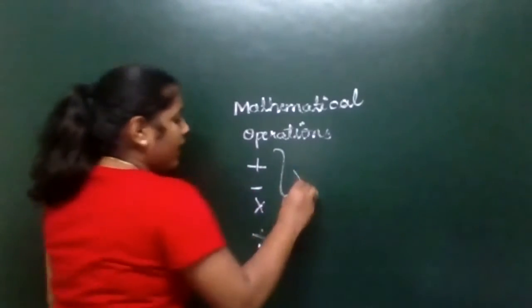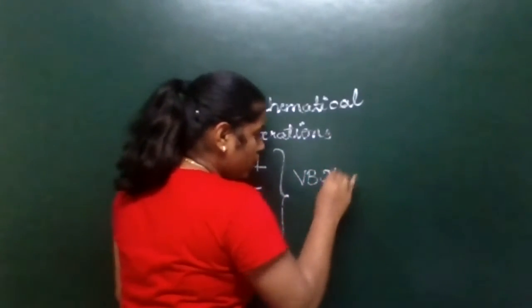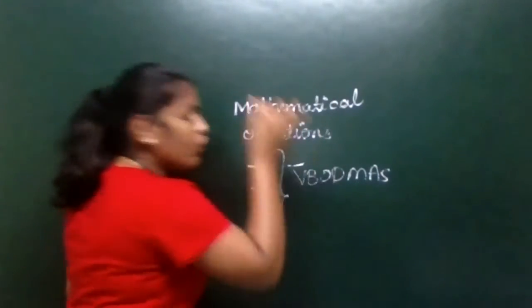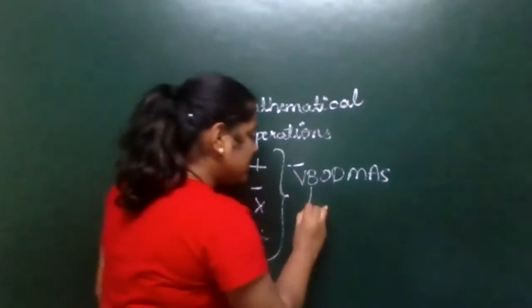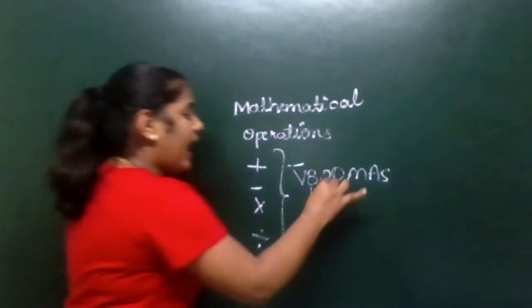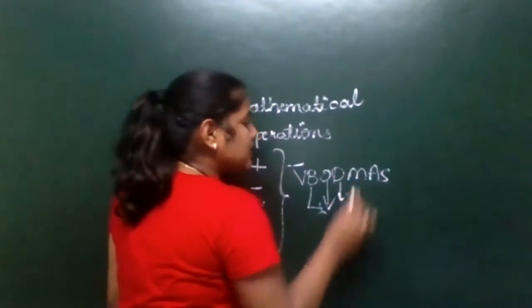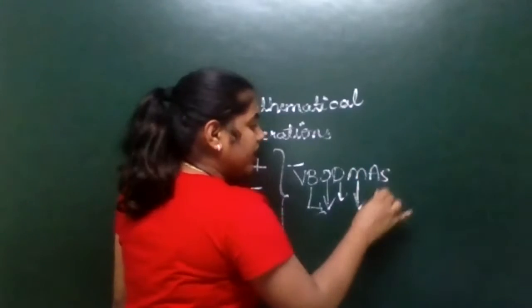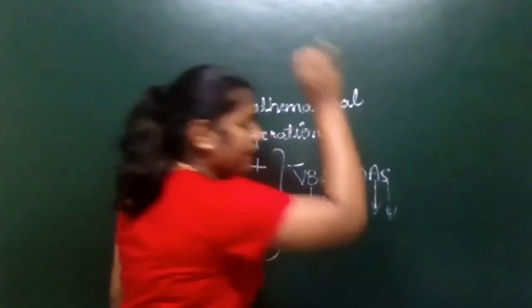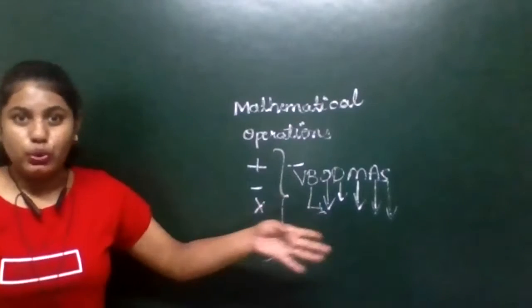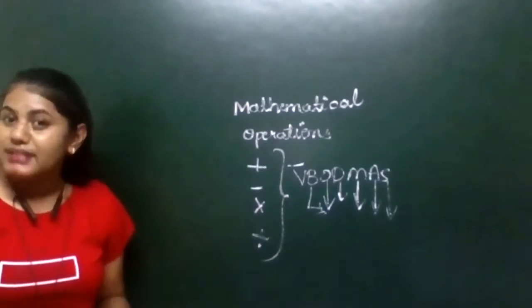We will be using the VBODMAS rule. What is this VBODMAS rule now? V stands for vinculum, B stands for bracket, O stands for of, D for division, M for multiplication, A for addition and S for subtraction. This is all about your VBODMAS rule and I have given you some examples.